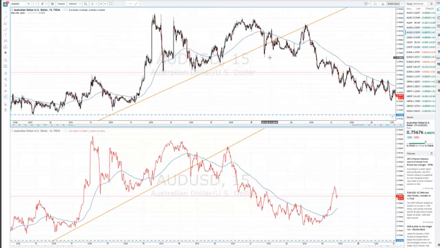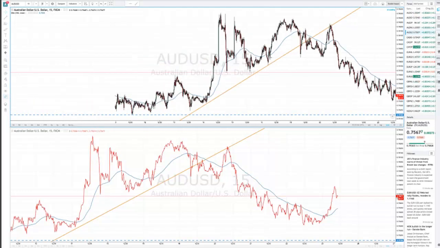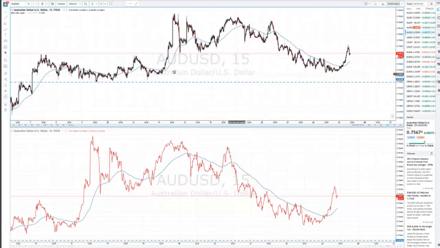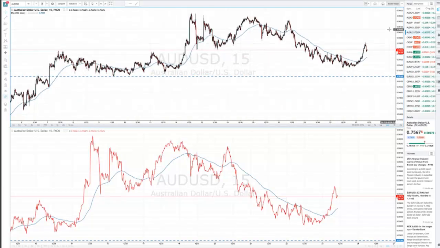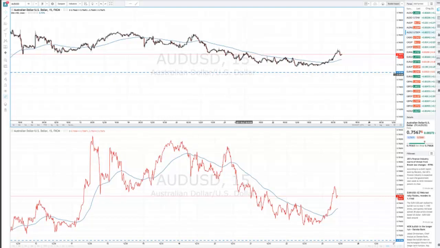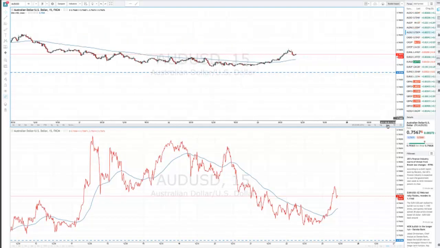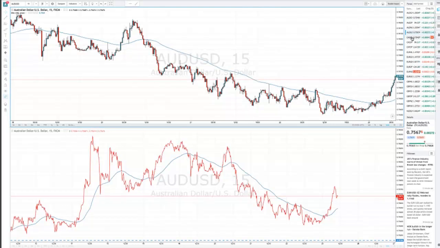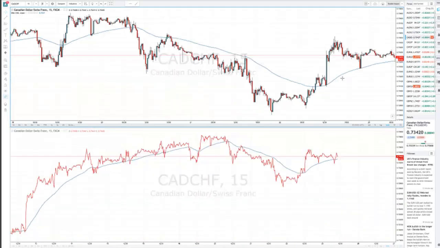So Aussie dollar, we've missed the boat on this one here, on this initial trade there. Let's take away that trend line. So we have this support level in here. The price action for this is a little bit untidy, to be honest with you. And there's no real trade in the Aussie dollar that I can see that's worth taking. So let's move on to the CAD franc.